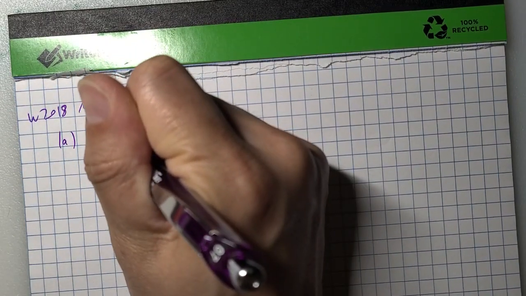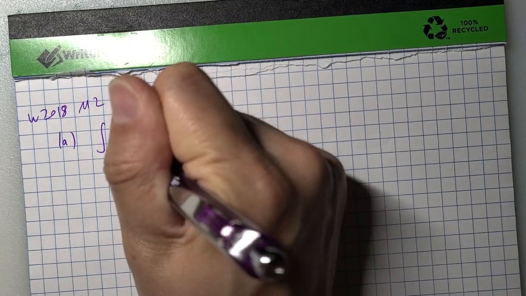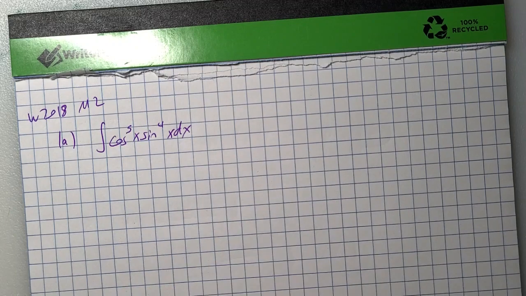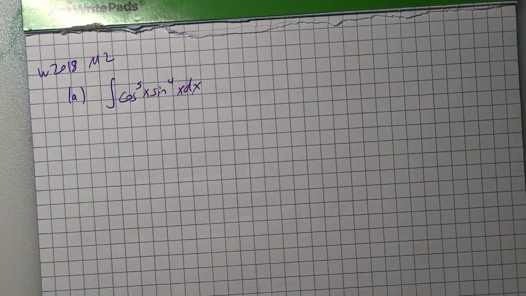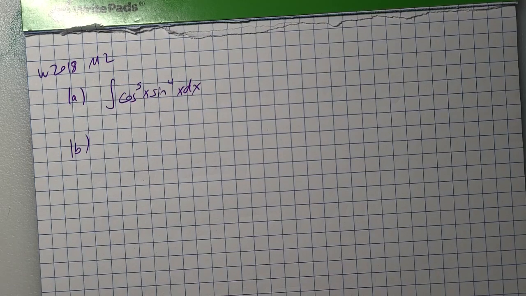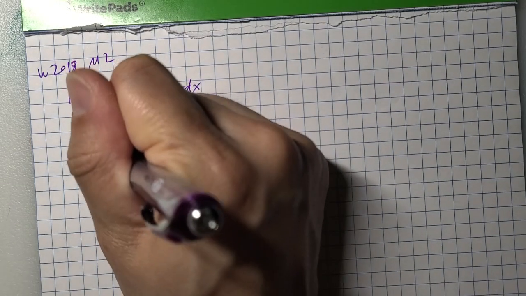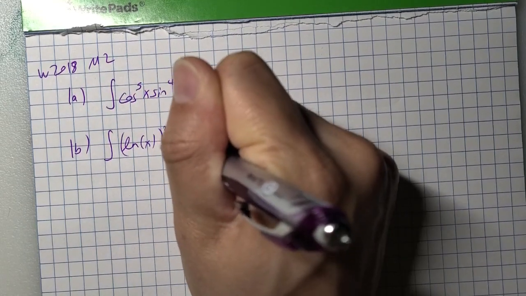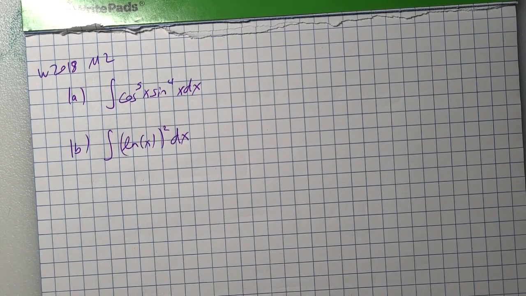So for example, this first problem, cosine to the fifth x, sine to the fourth x, dx. I solved it in the other video, so go look at that. 1b, this one is new. We have ln of x quantity squared dx.